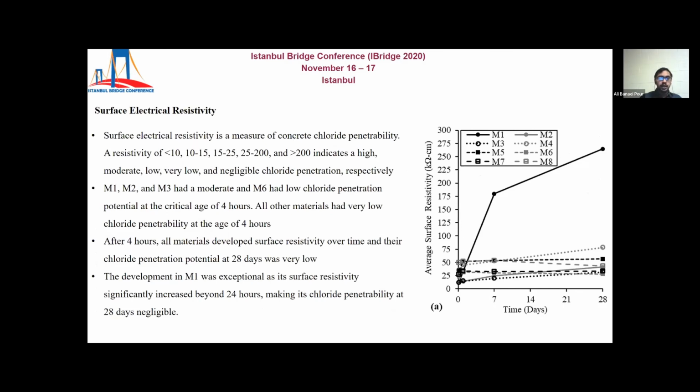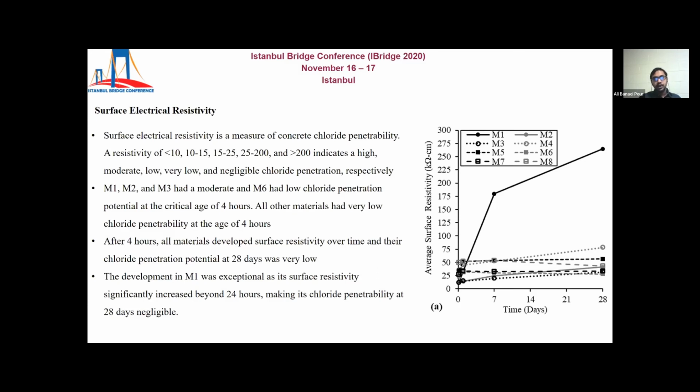We measured surface electrical resistivity as a measure of concrete chloride penetrability. Three of these materials, M1, M2, and M3, had a moderate, and M6 had a low chloride penetration potential at the critical age of 4 hours. All other materials had very low chloride penetrability at the age of 4 hours.